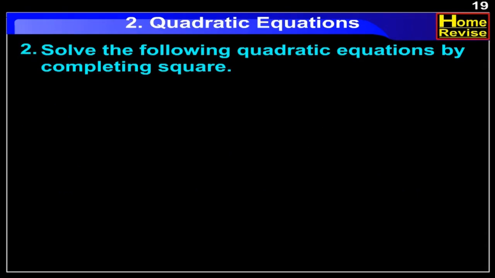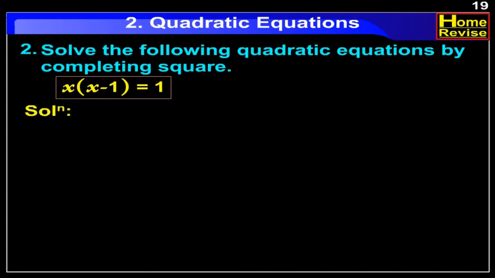Solve the following quadratic equations by completing the square. x(x − 1) = 1. Solution. The given equation is x(x − 1) = 1. Opening the bracket, we have x² − x = 1.